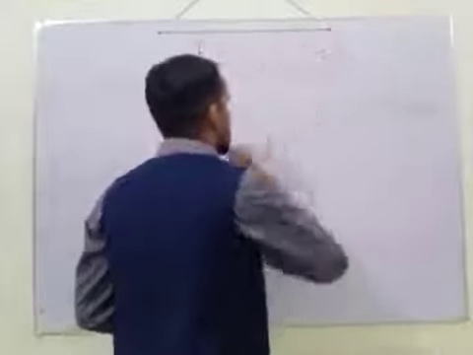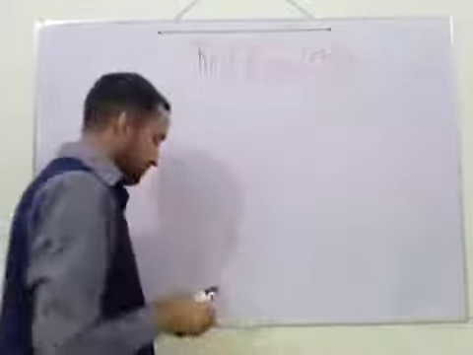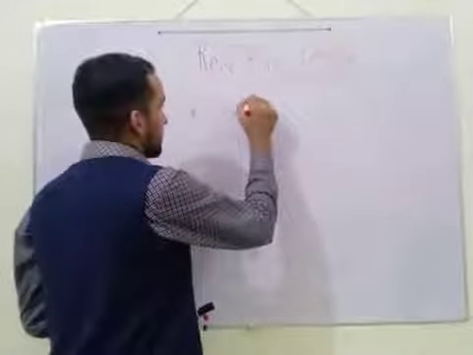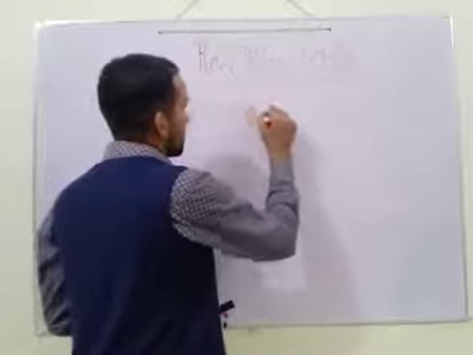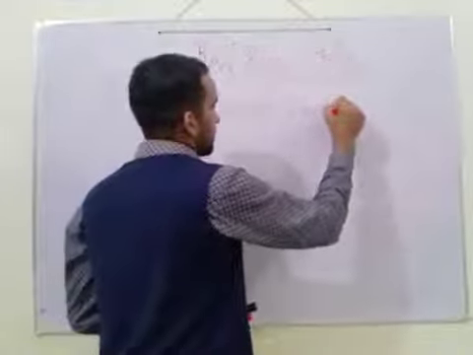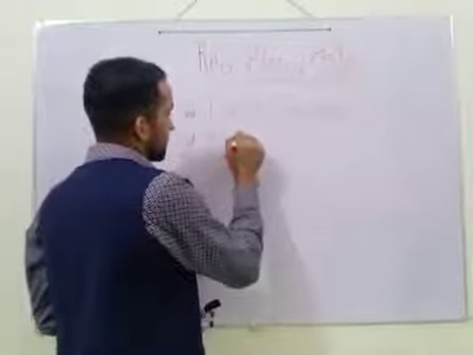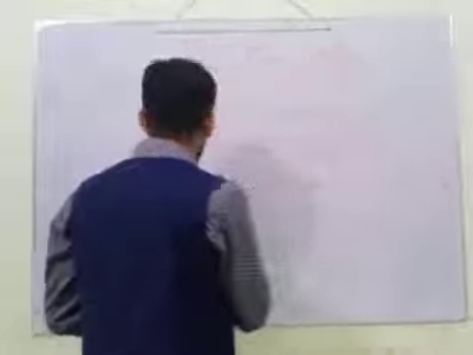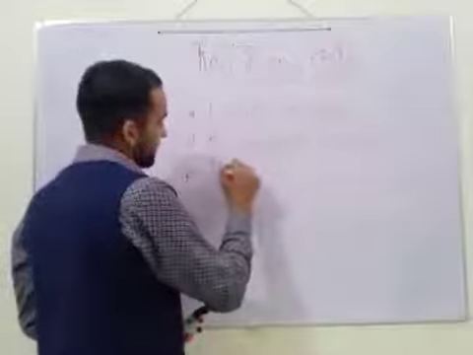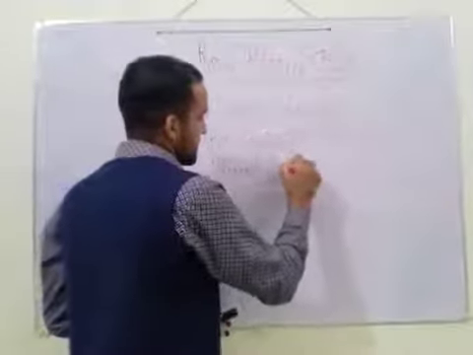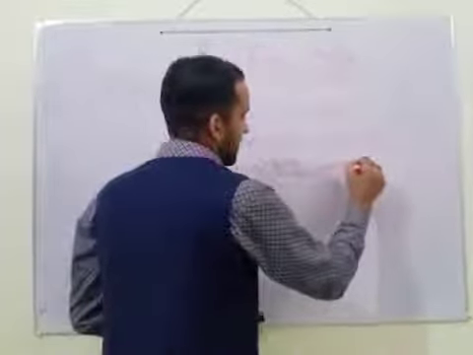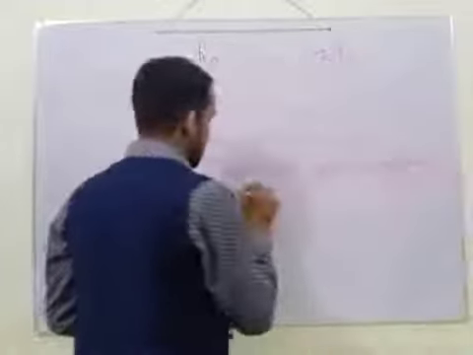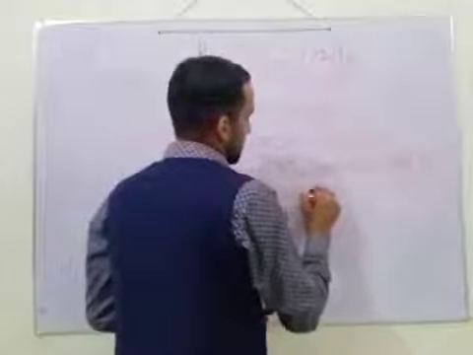Now the second objective is: what is the normal shape of a red blood cell? The normal shape of a red blood cell is a disc-like, biconcave structure, and the red blood cell is thinner in the center and thickest in the periphery, or peripheral side.